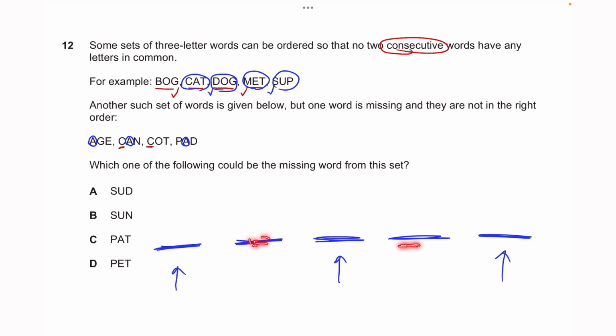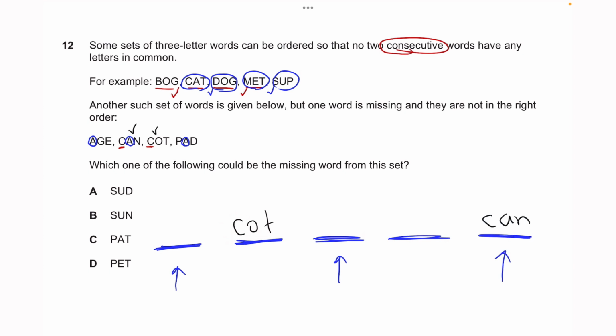these 2 positions. Okay, and so let's, for example, start placing cot on this position. That means can can't be here and can can't be here as well. So can can't be in the first position or the third position because cot is within here. So that means that can has to be at the end. And so we've just done can and cot.